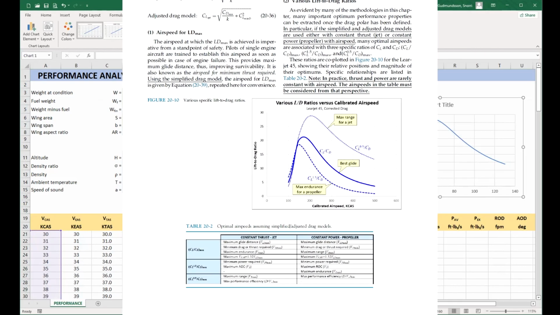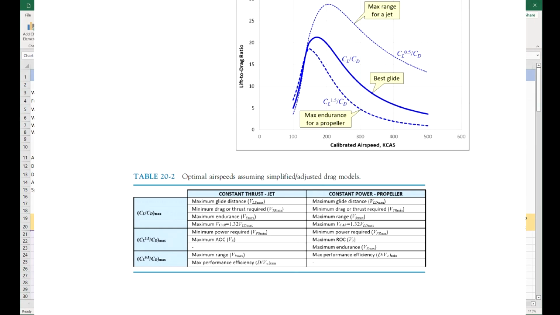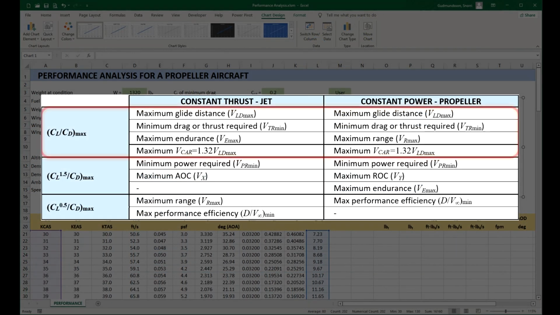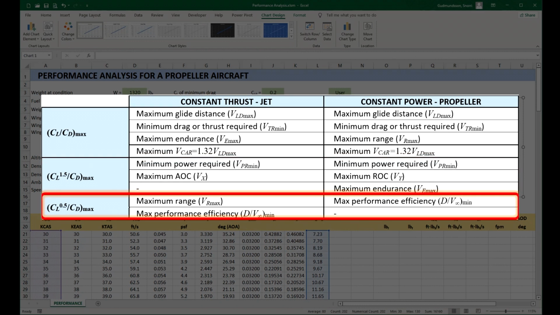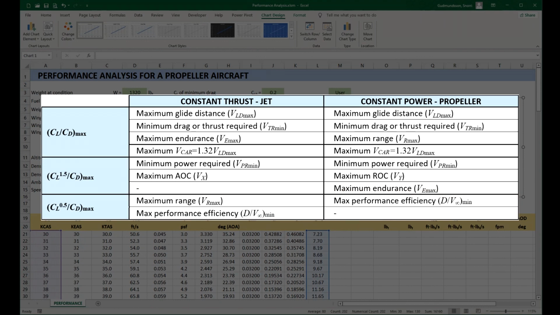This is summarized in Table 20-2 in the second edition of my book. You can see the importance of this airspeed for jet and propeller aircraft. It is also common to calculate and plot the ratio of the lift coefficient raised to the power 1.5 to the drag coefficient, and the ratio of the square root of the lift coefficient to the drag coefficient. Their importance is also highlighted in the table. I will leave it to you to add 2 columns to compute these ratios. All these relationships are derived in the book.